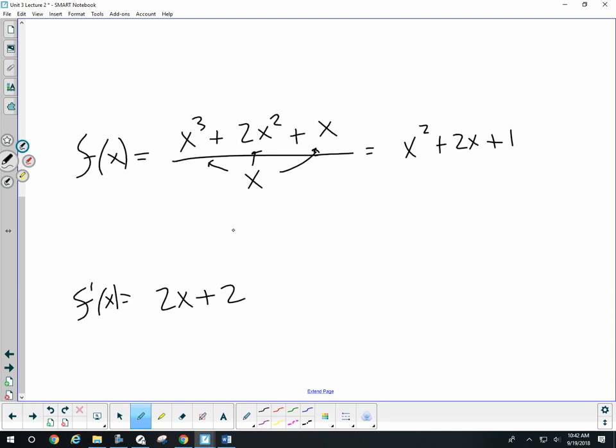I would not plug 0 into this, however, because if I plugged in 0, I'd have 0 over 0, which is a hole, so there's no tangent slope at 0. It wouldn't be 2.